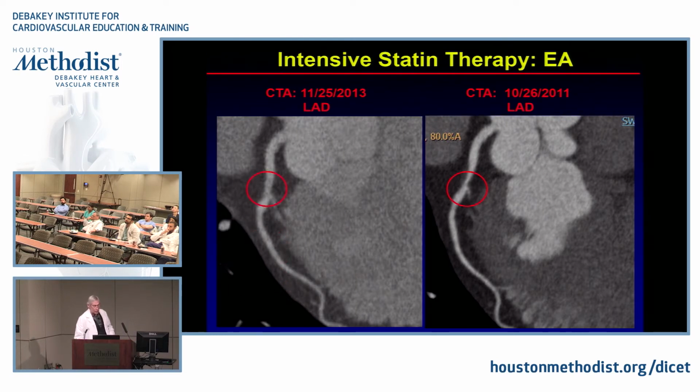Subsequently, he got placed on statin therapy. His LDL went down to 60. He was on rosuvastatin, 20 milligrams a day. And now you can see that the lesion he had here has almost completely disappeared. Same image, same profile.